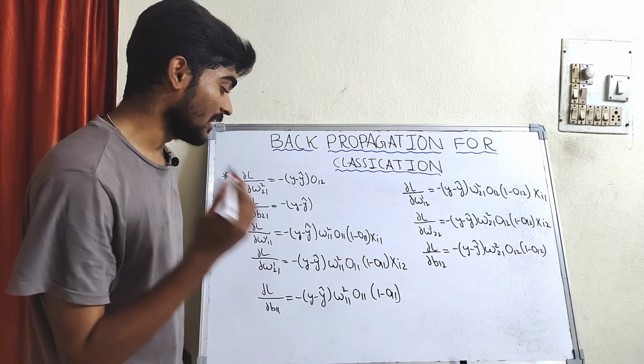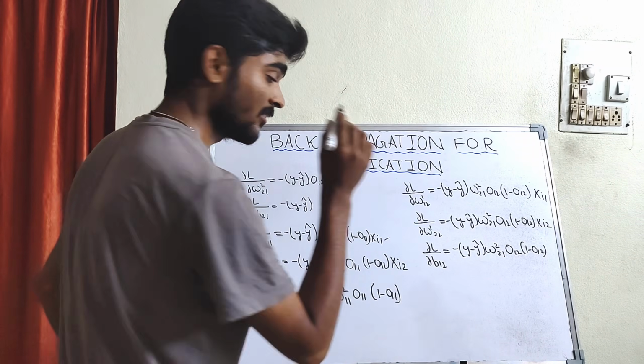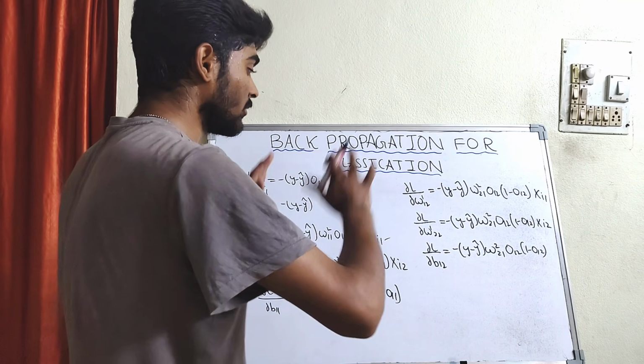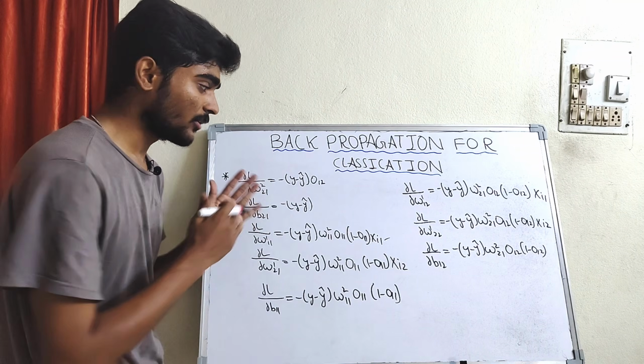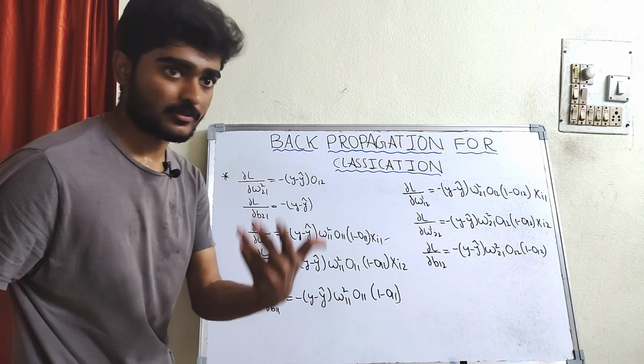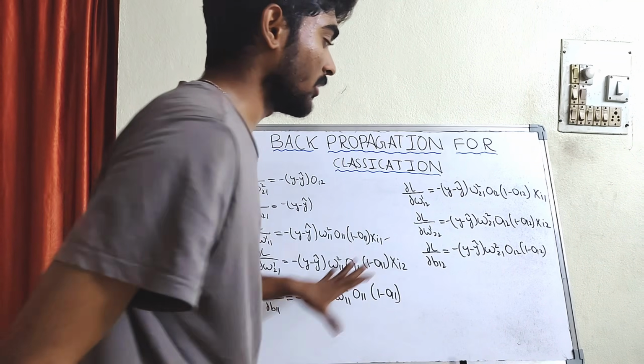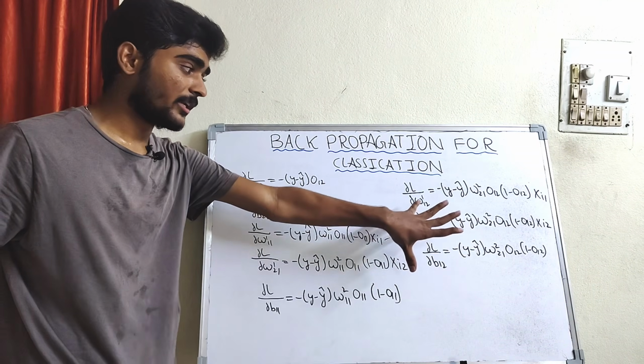I have initially calculated the derivative value of this. Now these are the remaining 8 derivative values. There may be some mistakes, but you can resolve them by calculating by yourself. These are my 9 derivative values.